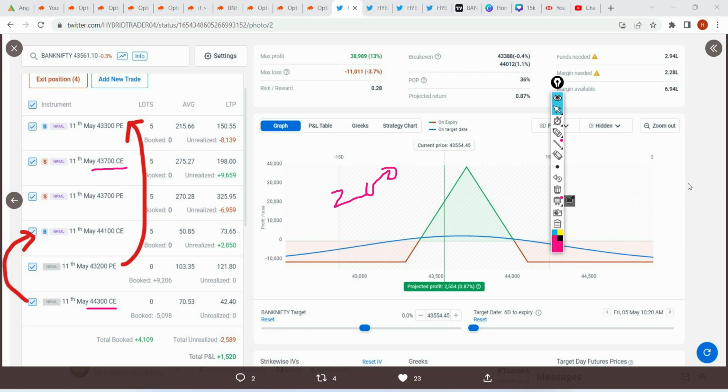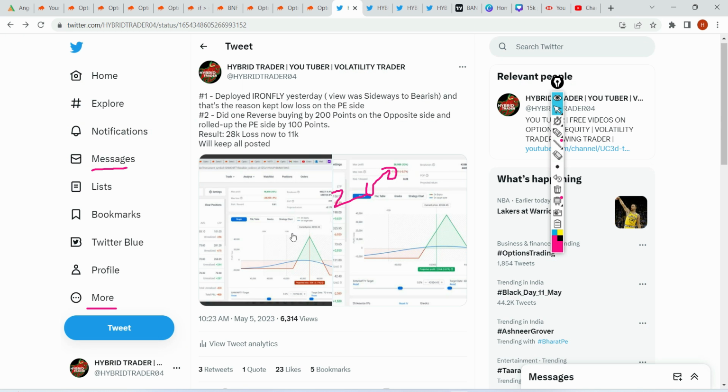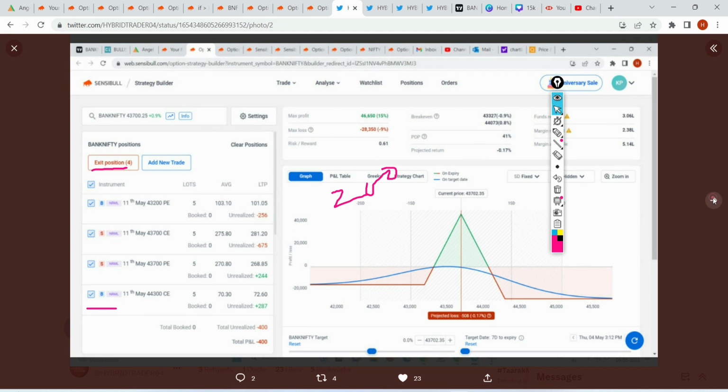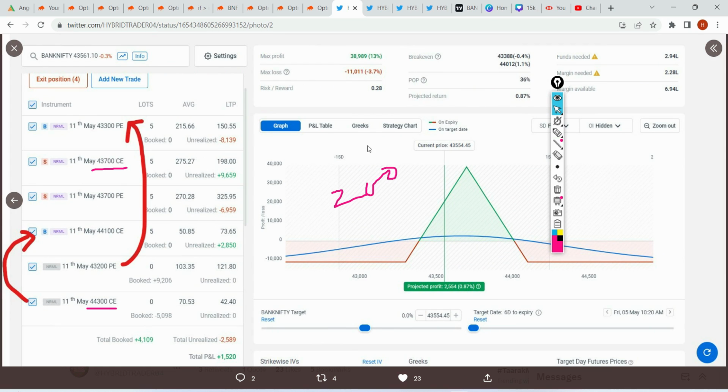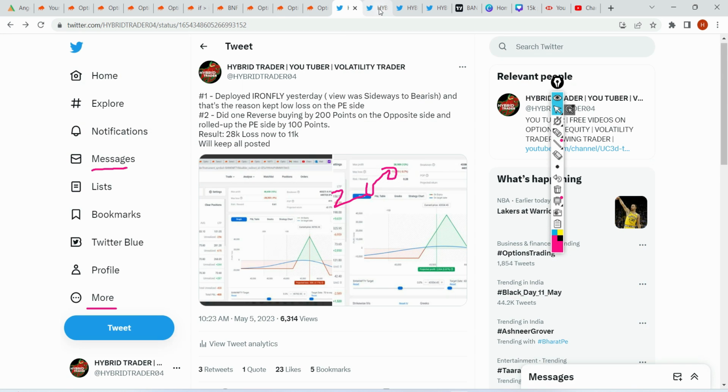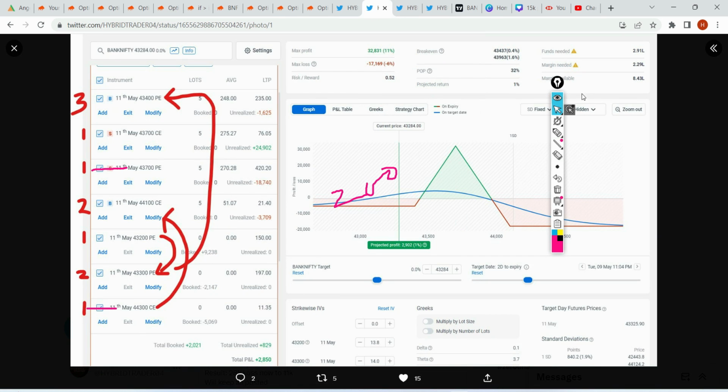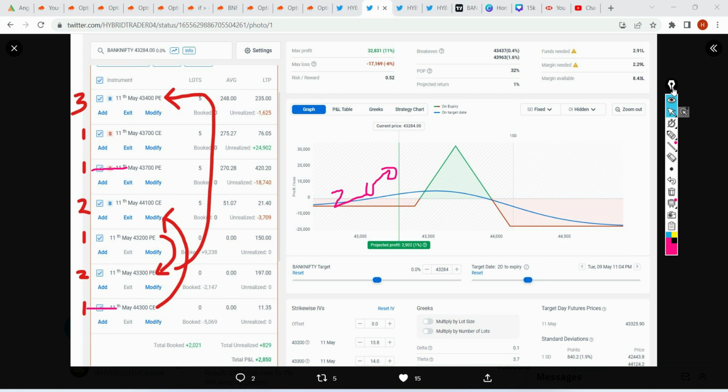One second, where is that? One second, guys. Okay, so we have done the adjustments. Now the loss is 11,000 and the profit is 38,000. That's it. Now what I'll do is, the next day, just try to bear with me, guys. Everything will be simplified.